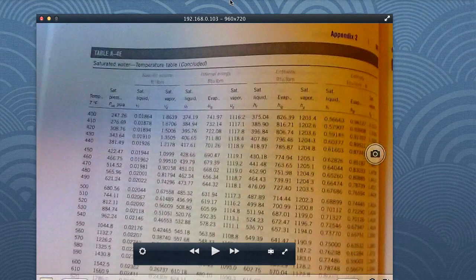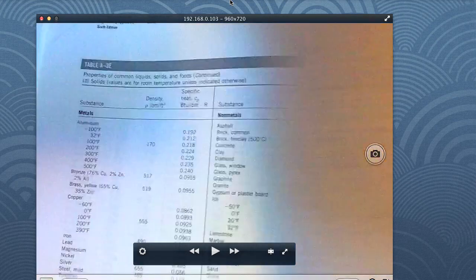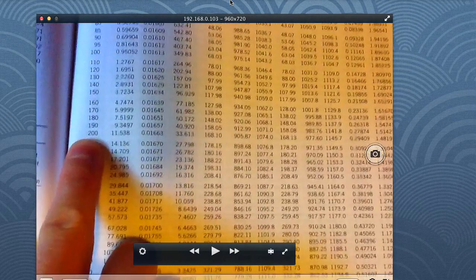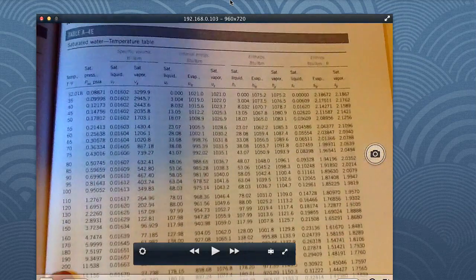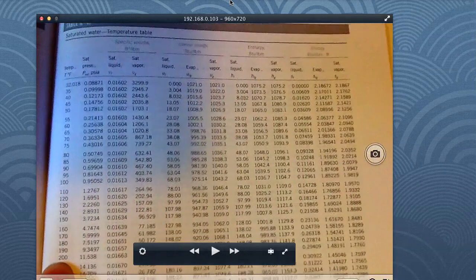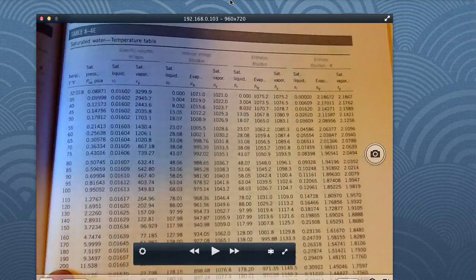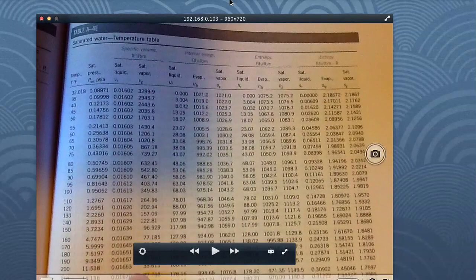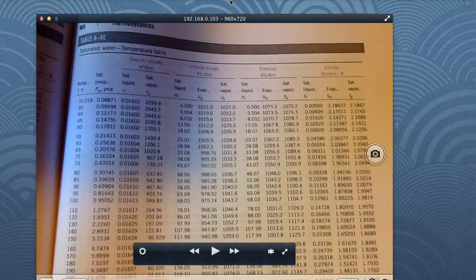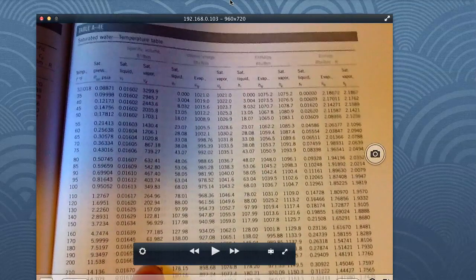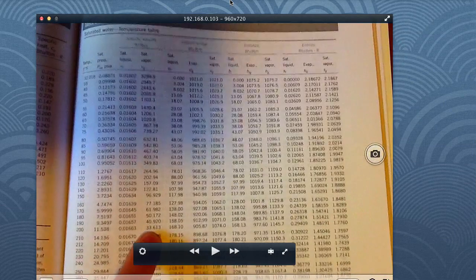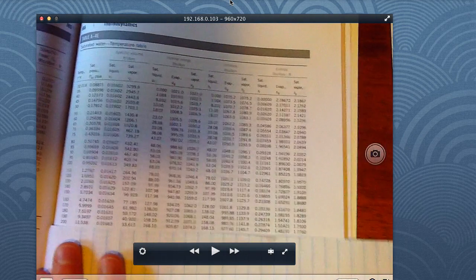And there it is, table A4E, saturated water temperature table. And we're at 200 degrees Fahrenheit, so we're right here. Okay. And remember now that the other piece of information that we're given is enthalpy, right? So we have the saturated liquid specific volume, saturated vapor specific volume, right? I'm sorry about that. Let me lift this up a little bit higher. Let me pull this down so that I can do this with one hand.